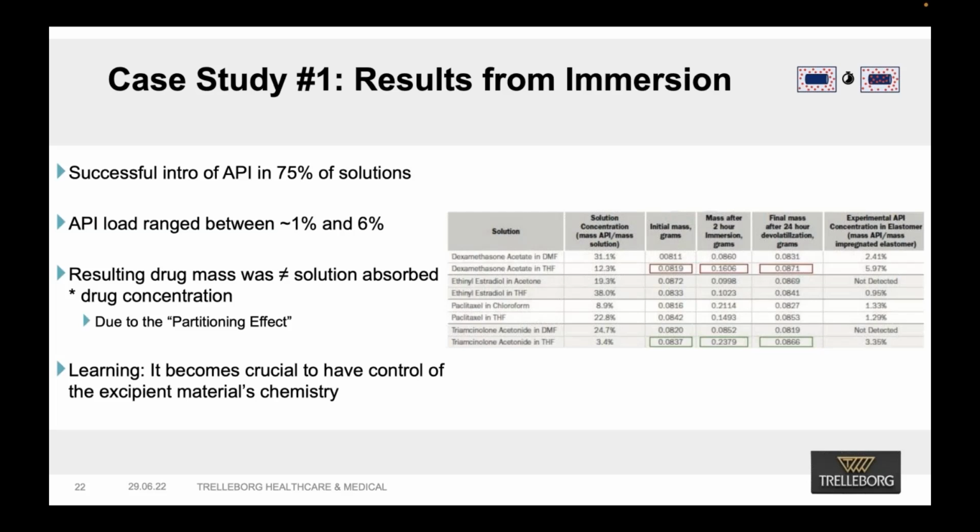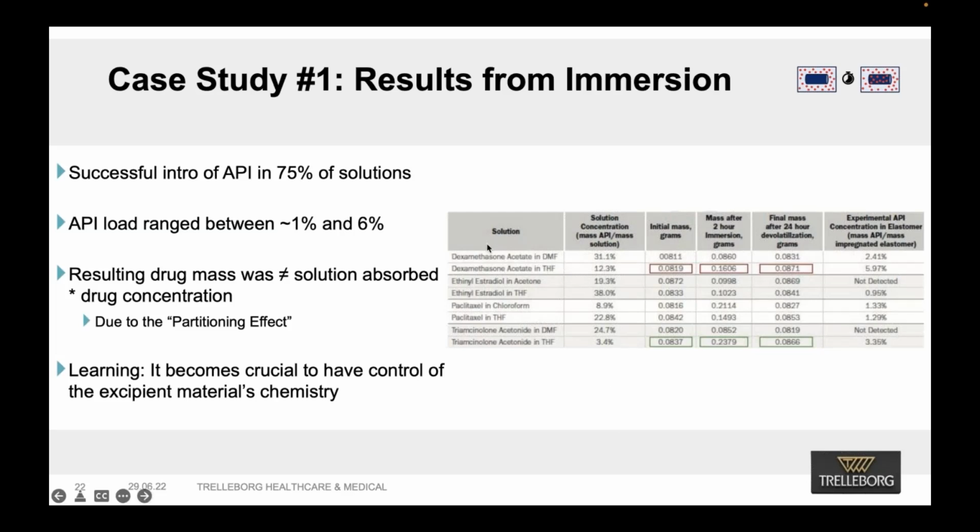I'll also note that for all 4 of the pharmaceutical ingredients, we were able to introduce some kind of measurable dosage into the systems. And those concentrations for the successful ones did range between about 1% and 6%.